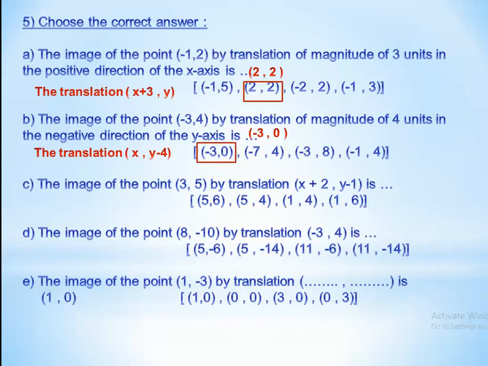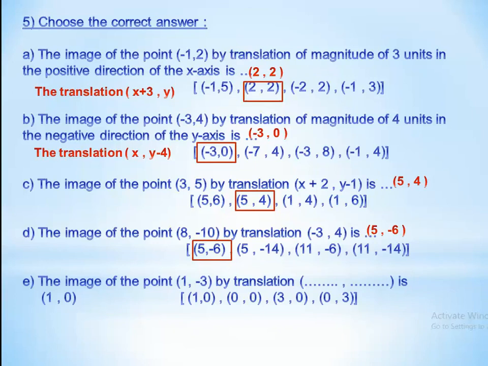The image of the point 3 and 5 by translation x plus 2 and y minus 1. It's normal. So 3 plus 2 equals 5, and 5 minus 1 equals 4, so the answer is 5 and 4. The image of the point 8 and negative 10 by translation negative 3 and 4. Let's add 8 plus negative 3, it will be 5. Negative 10 plus 4 will be negative 6. So the answer is 5 and negative 6.